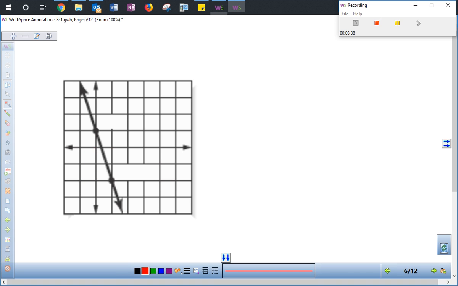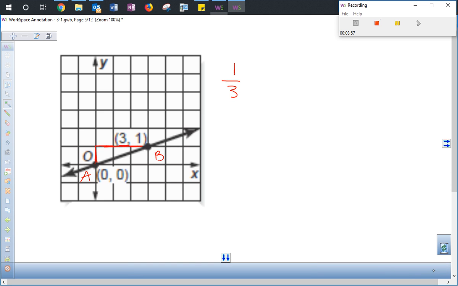On number 6, I'm going to call this point A and this point B. I'm going to need to go down 1, 2, 3, so that's -3, and then I'm going to need to go right 1, which is a +1. So -3 over 1 is -3. Nope, wrong way.